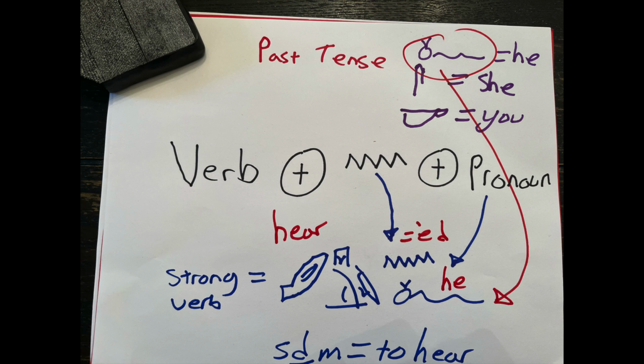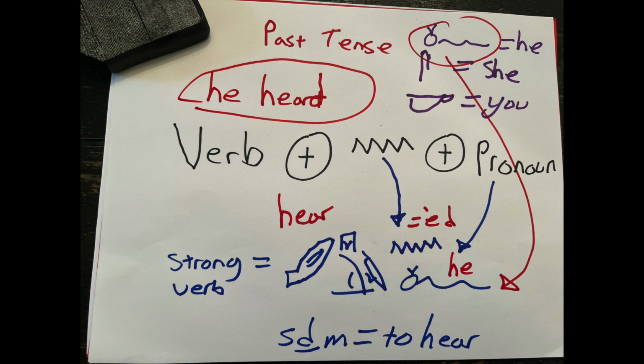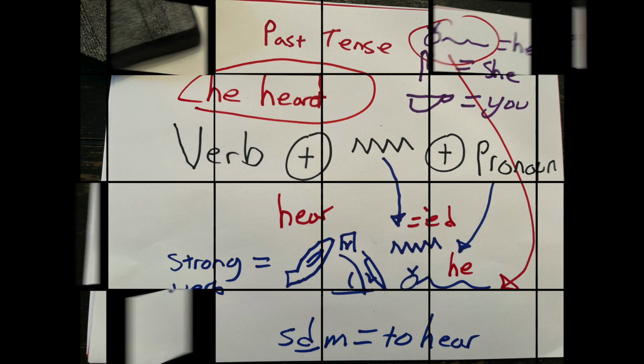So we have hear, the verb. The N, water sign, is like having an ED, and then he as a pronoun. That's the basic construction of the past tense. So let's see how that flows through the other three types of ancient Egyptian verbs.